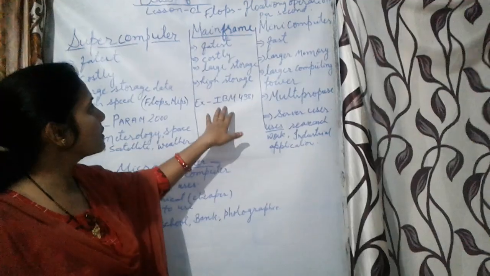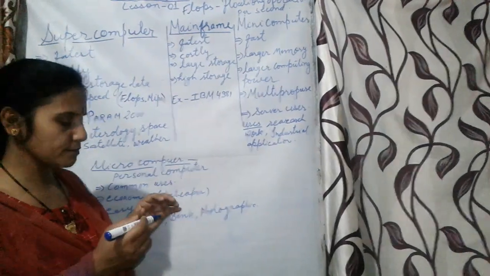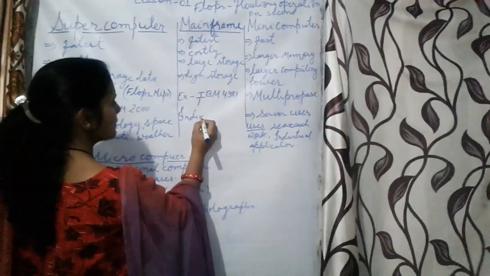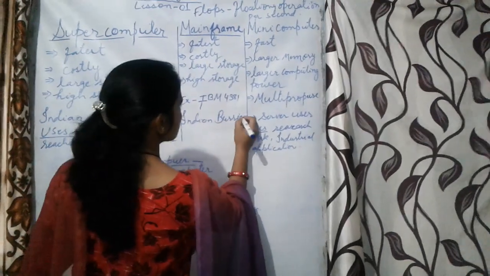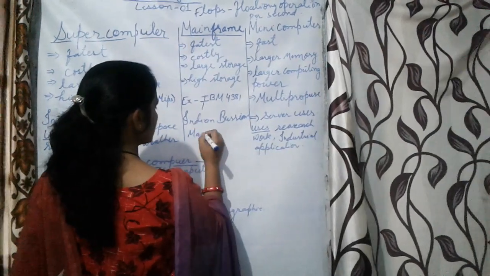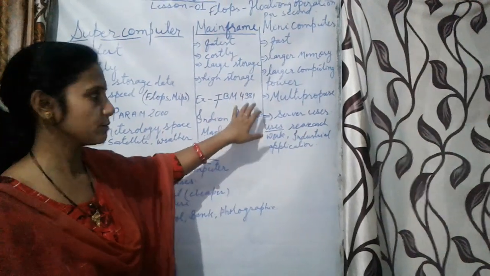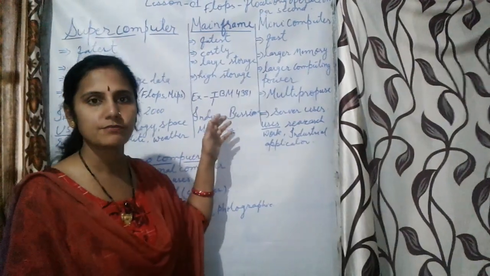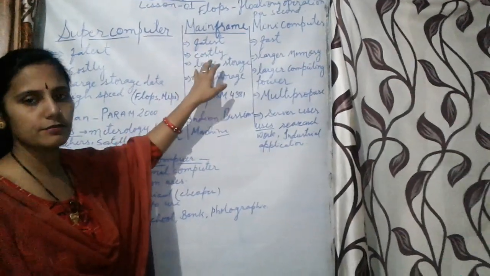An example of the mainframe computer is the IBM 4381. What is the full form of IBM? I is International, B is Business, and M means Machine. This is a company that developed the IBM 4381. The uses are the same. It is also used in the meteorological department, space, satellites, research work, and medicine. These are the workplaces of the mainframe computer.